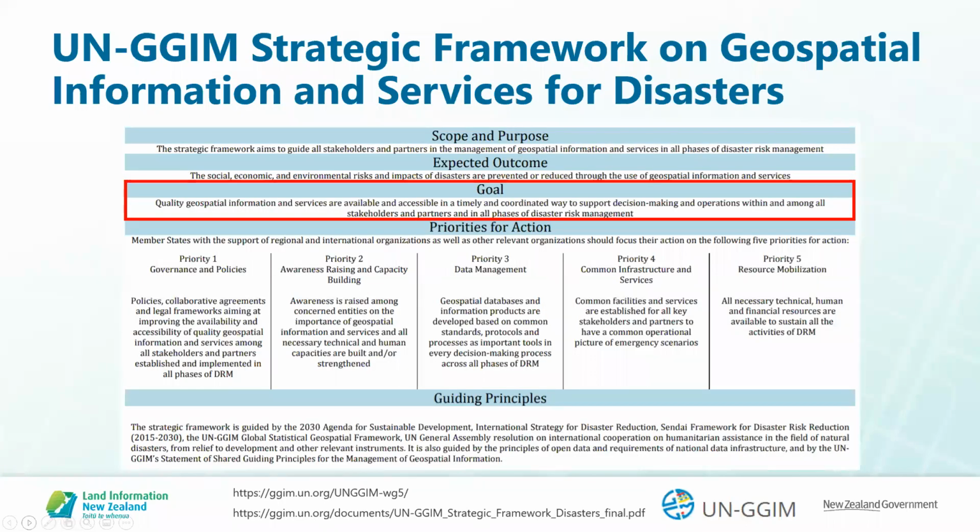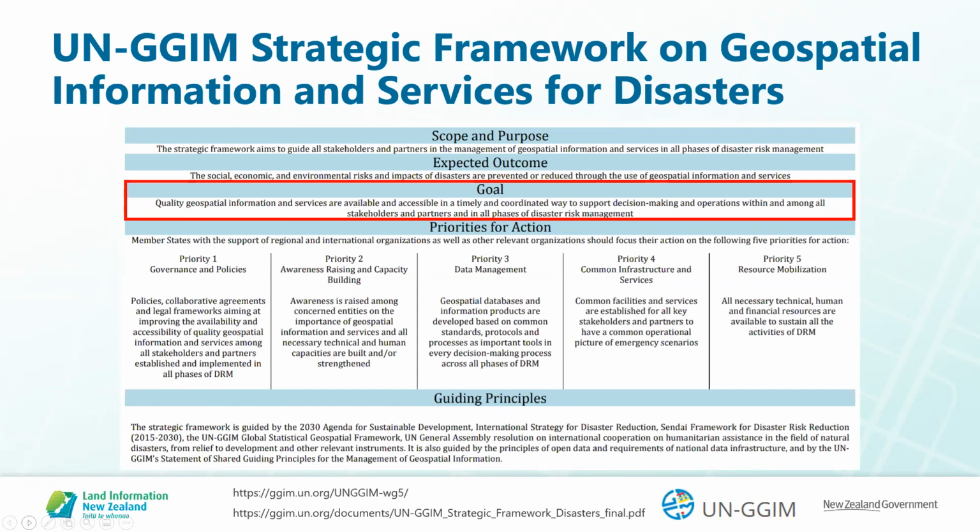And I guess it's a common problem, and this is really just to tie in what we're doing at a national level with the same challenge that's been recognised internationally, particularly through the work of the UNGGIM and the establishment of this strategic framework on geospatial information and services for disasters. So you'll see there the key goal for that framework is that quality geospatial information and services are available and accessible in a timely and coordinated way to support decision makers across all phases of the disaster risk management cycle.